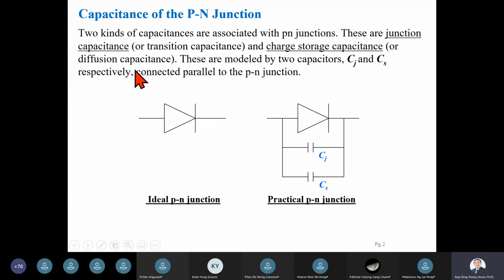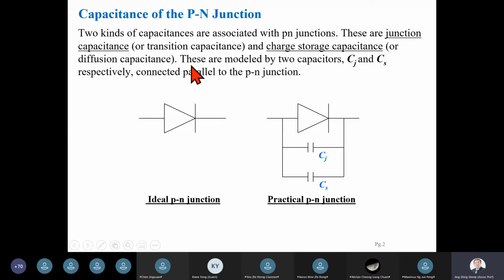The first one is the junction capacitance, or sometimes people call it the transition capacitance. And the other type is called the charge storage capacitance or the diffusion capacitance. Later on, we will discuss in detail each type of capacitance and examine the origin behind their existence.